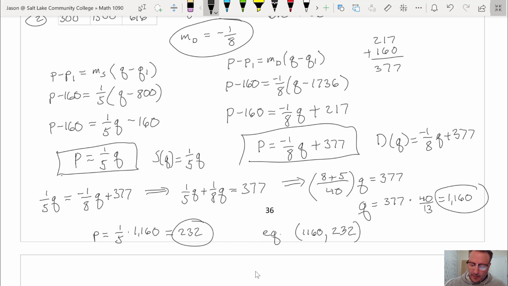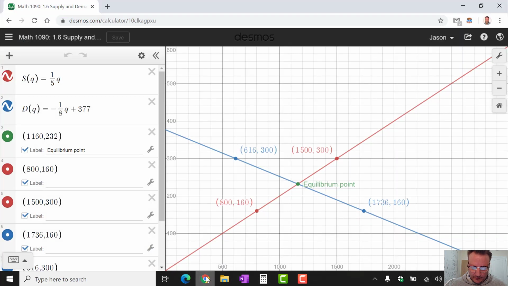So I've graphed this problem. Let's take a look at that graph. I used Desmos.com to graph this problem earlier, and indeed you can see that Desmos is really nice. You can put in functions using the variables you want to use. So I put in the supply function here, which is 1/5 Q, and the demand function. And then I put in this point, the green point here, which is at 1,160 and 232. That is indeed at the point of intersection of both the supply and demand curves, and then I plotted all the data points that we used to generate those curves, those lines, and indeed they are on the line.